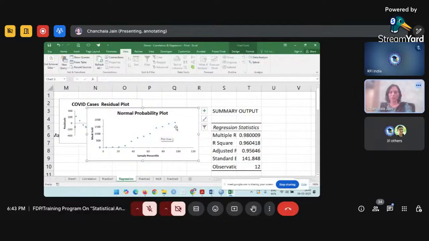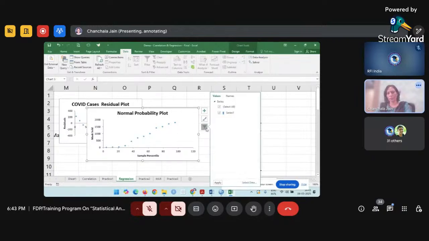Visible? I hope it is visible. Yes, ma'am. So this should be a straight line usually. This line should be a straight line. Almost, you can see, the line is almost straight, right?